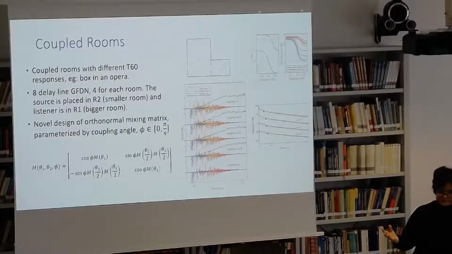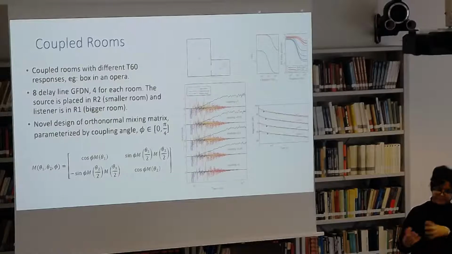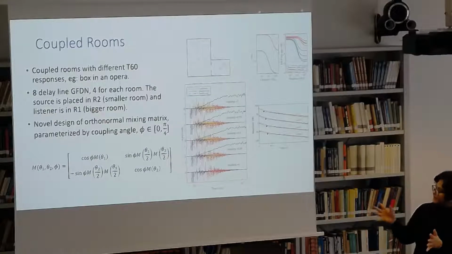So this is the slide where I propose how you can design the mixing matrix to have meaningful coupling between two spaces. If you have two FDNs, one FDN can represent one room and the other FDN can represent another room, and you design the T60 filters individually. Then you couple them together in a meaningful way so that you can control how much coupling there is between the two rooms. In this case, I have an 8 delay line GFDN with 4 delay lines for each room or each FDN.